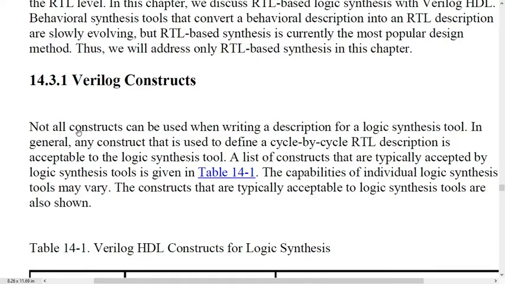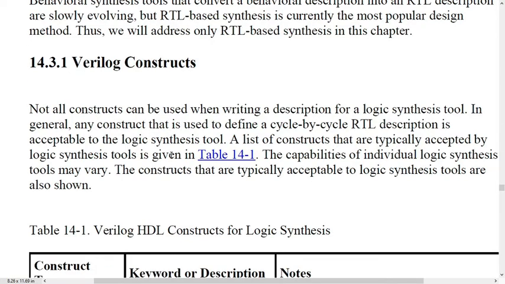Verilog constructs. Note that not all the constructs can be used when writing a description for logical synthesis. Generally, any construct that is used to define a cycle by cycle RTL description is acceptable to the logical synthesis tool. We will have a list of constructs that are typically accepted by the logical synthesis tools, given in the below table. The capabilities of the individual logical synthesis tools may vary. The constraints that are typically acceptable to logical synthesis tools are also shown.